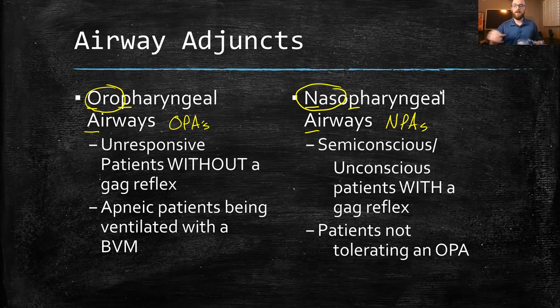If you call for ALS, then we've got a few other options. We can use some medications to sedate and paralyze the patient so that we can intubate them and bypass that gag reflex. So on the ALS side, we have a few more advanced options, but if they don't take an OPA and an NPA is contraindicated, or we can't use it because they don't have a nose or something like that, then we'll just try to ventilate without an OPA or an NPA.